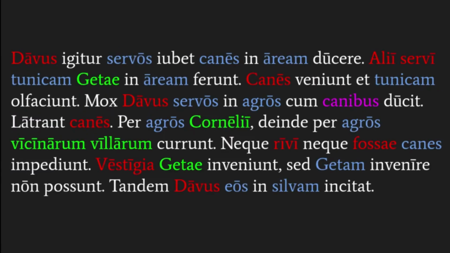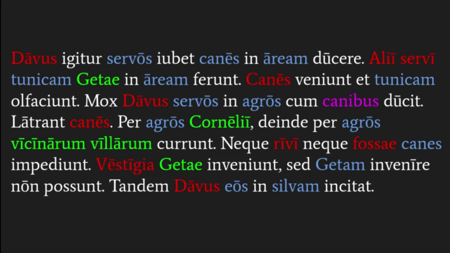So now we continue to the next paragraph. You have Davos igitur servos iubet canes in ariam ducere. So Davos, therefore, right, igitur again means therefore, iubet, he orders. Who does he order? The servos. He orders the slaves. What is he ordering them to do? Ducere, to lead. Who is he ordering them to lead? The canes, the dogs, in ariam, into the open space.